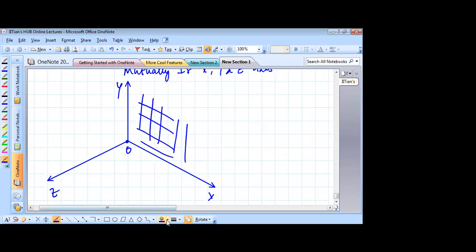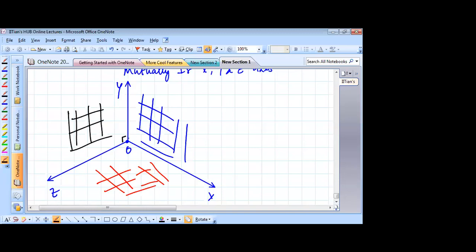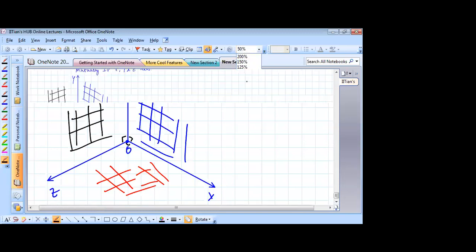So you can see that these are 3 mutually perpendicular planes. This is like the floor in which you are sitting. This is one of the walls in front of you, and this is the other wall to the side of you. That's how you realize how the XYZ axes work. They are all mutually perpendicular. So this is one way to visualize the mutually perpendicular XYZ axes.